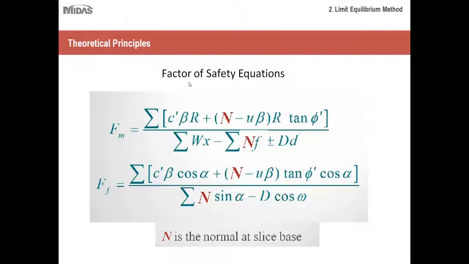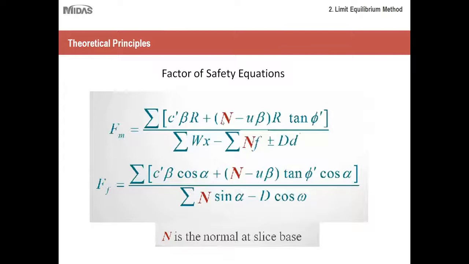So there are two main factors of safety that are determined: the factor of safety for the moment and the factor of safety for the force. Depending on the type of external force you're modeling, it'll be one of these factor of safety equations. But the main thing to remember about these equations is that they've been derived to use the forces that were calculated in the previous slide to generate your factor of safety.